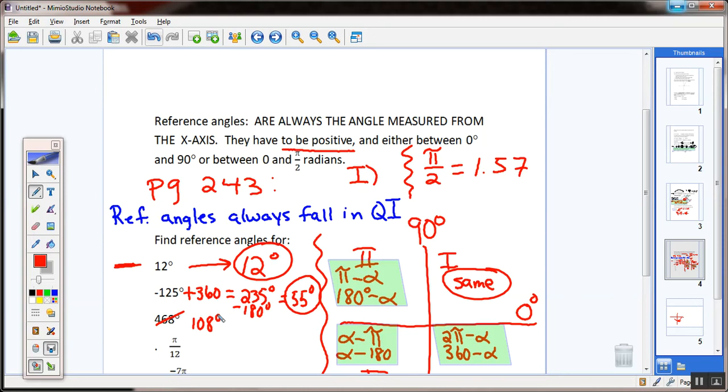Well, you know 108 is not going to fall here between 0 and 90. 108 is going to fall between 90 and 180. The rule for a reference angle on that would be 180 minus your angle. What angle? 108. So what's this going to become?